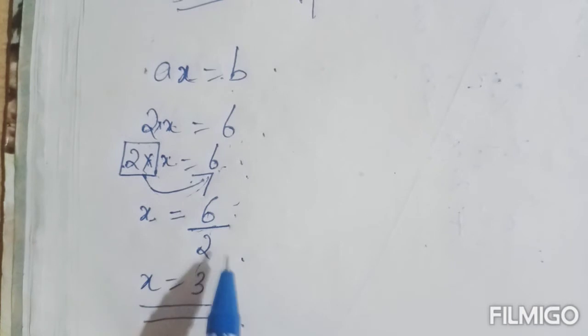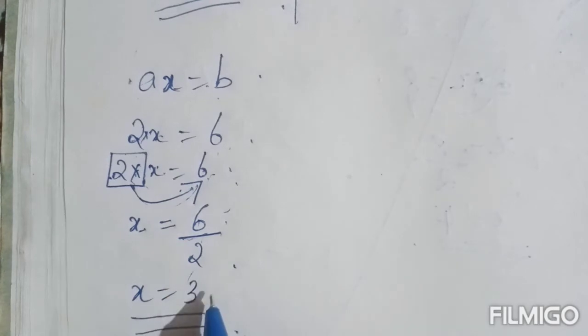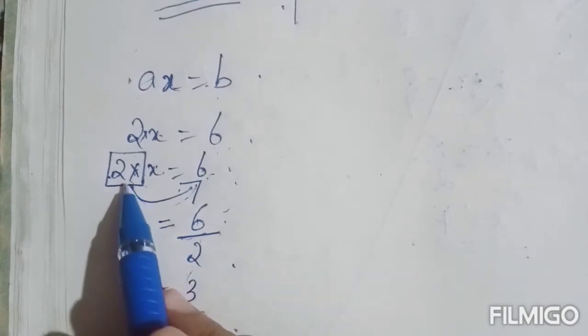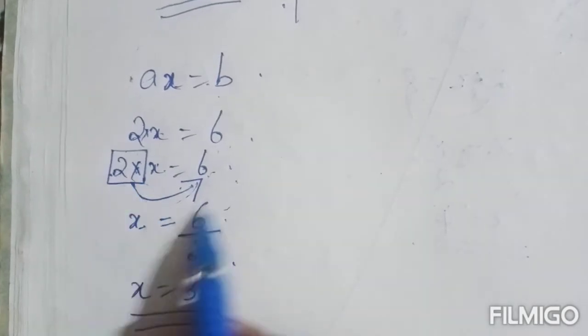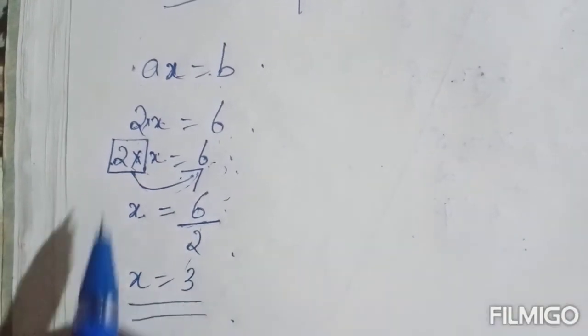In this way you can solve a linear equation of the form ax equal to b. To solve a linear equation of this form you can use this rule, that is multiplication on taking to the other side will be division. That's all. Any sign it can be.